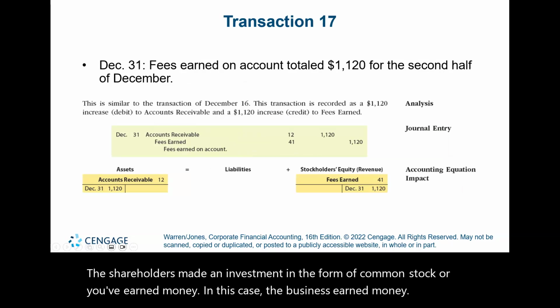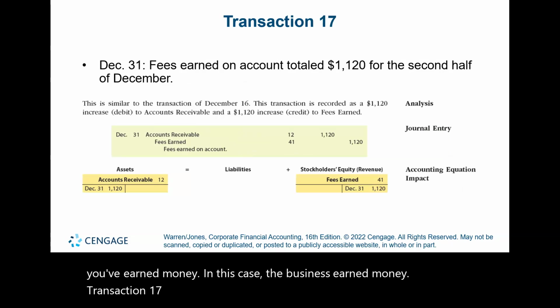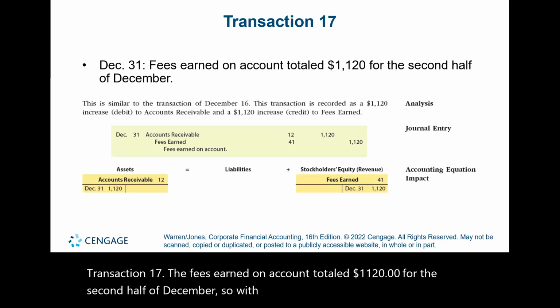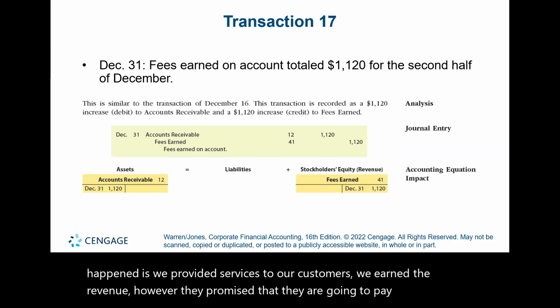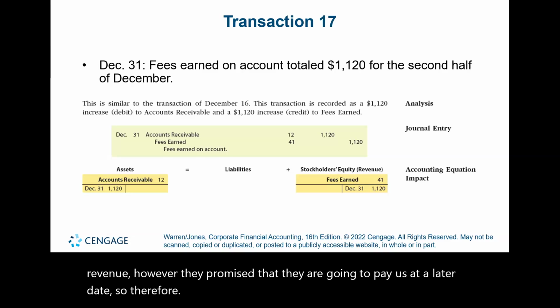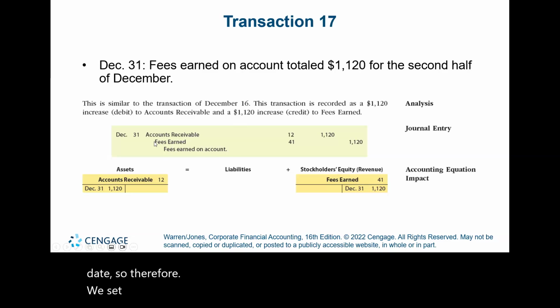Transaction 17, the fees earned on account totaled $1,120 for the second half of December. So with this transaction, what essentially happened is we provided services to our customers, we earned the revenue. However, they promised that they are going to pay us at a later date. So therefore, we set up this accounts receivable account to track how much money is owed by customers.